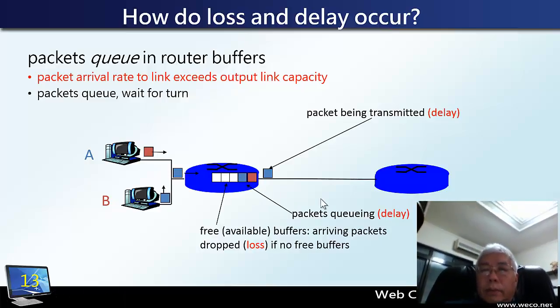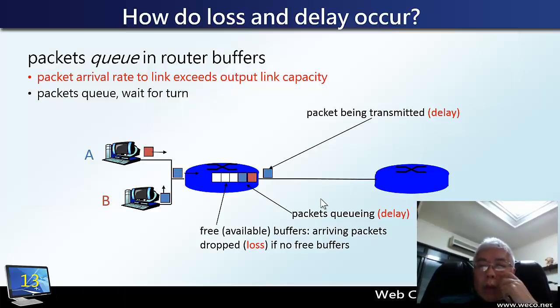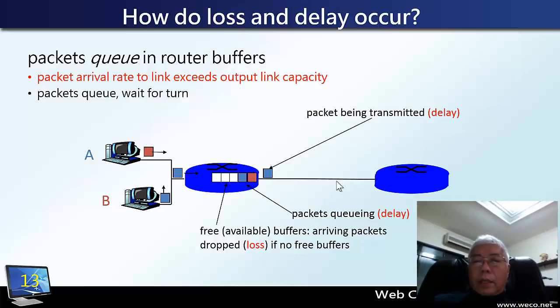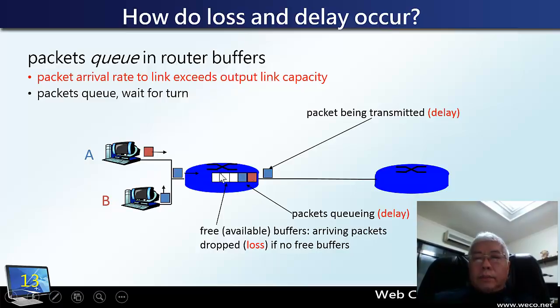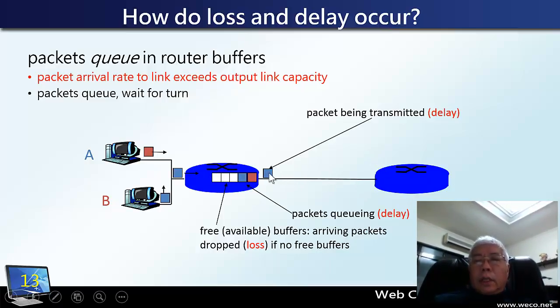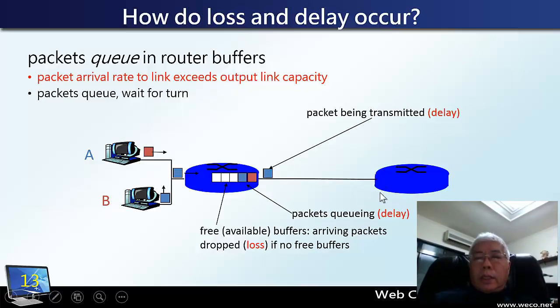So packets will arrive and queue there. Then when a packet is sent out, the packet might actually be delayed by these queues and also by other packets. It is sent out, and then here is the transmission delay. We'll see that later also.